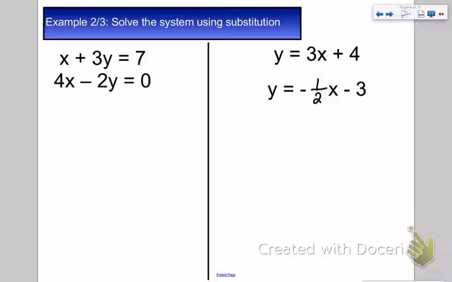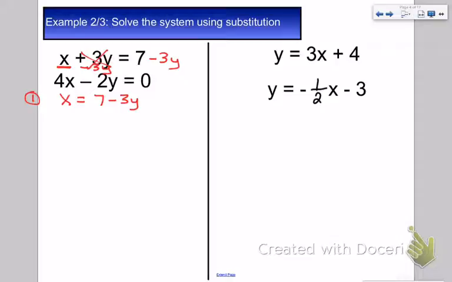So in example 2, the first one on this page, we don't have a variable by itself already on one side of the equal sign, so what we need to do is change one of them. And because here I have an x with no coefficient, I want to solve for that x. So I am going to subtract 3y from both sides. That will cancel out, and I am left with x is equal to 7 minus 3y. Now I have my step 1 complete. I have a variable by itself on one side of the equation.